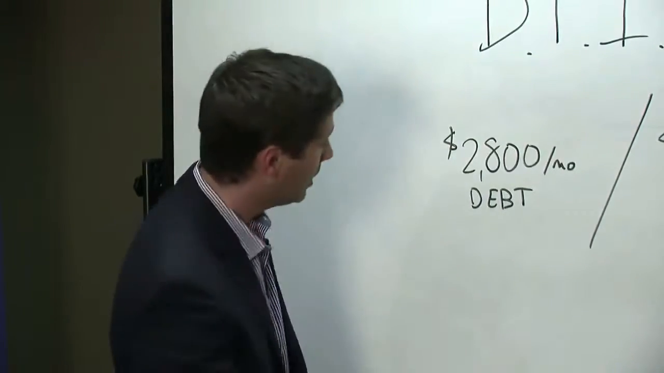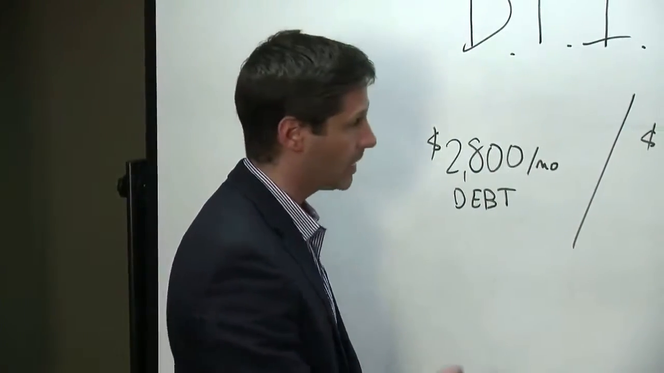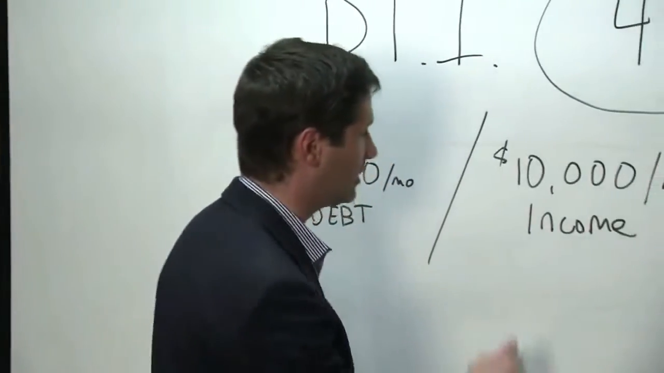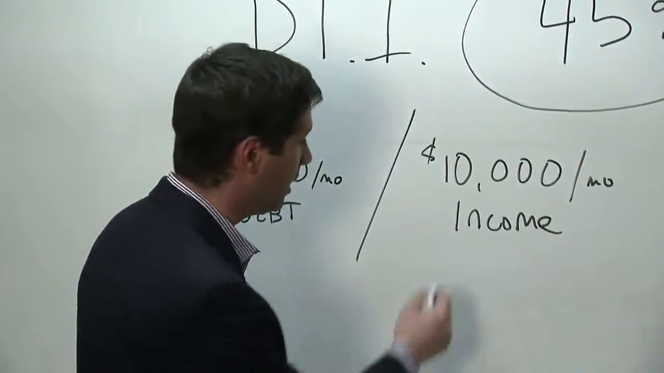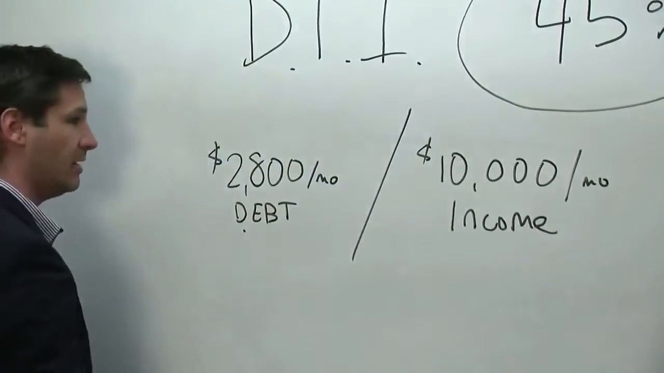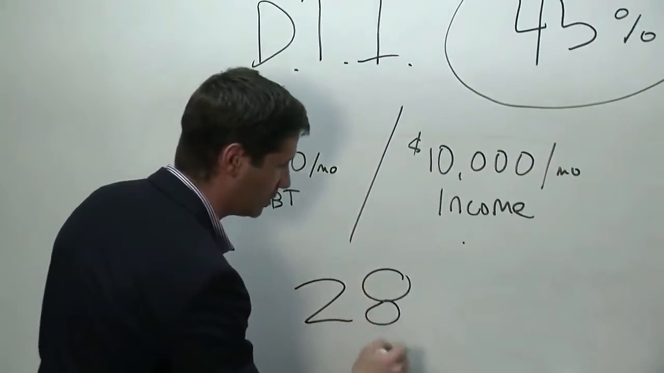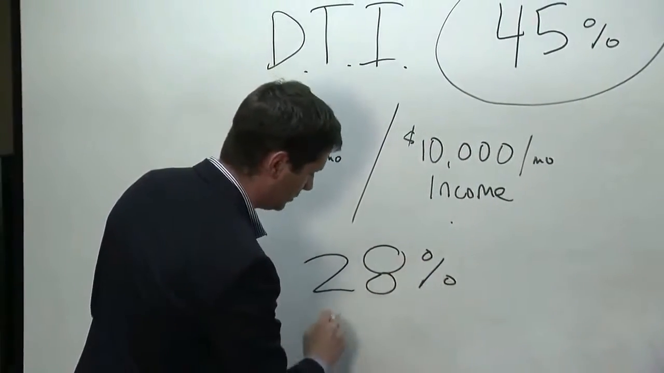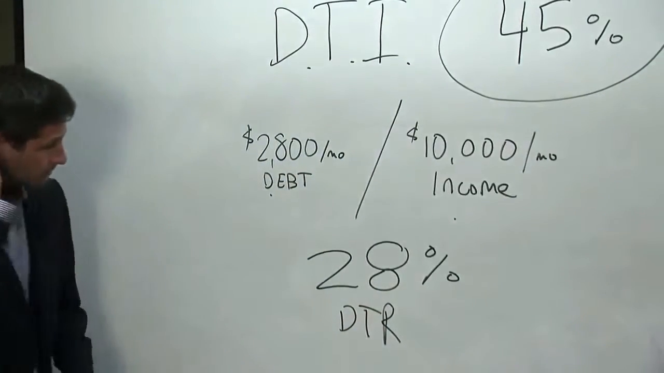So let's say all that is $2,800 every single month, and then you look at your income, and let's say your qualified income that the bank's going to consider qualified income is $10,000 a month. You basically just divide your debt by your income. So this individual would have a 28% debt to income ratio. Okay?